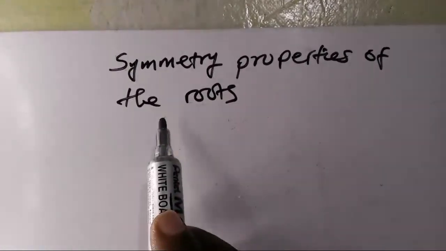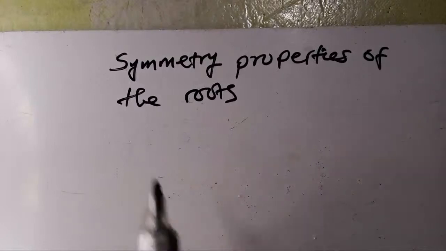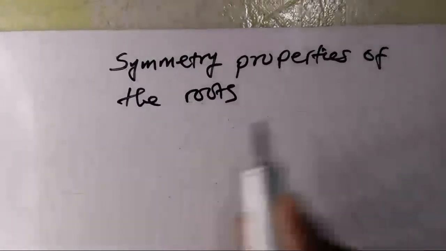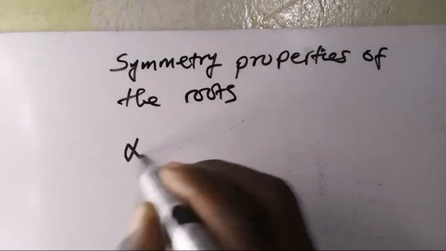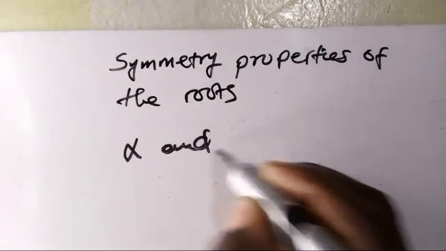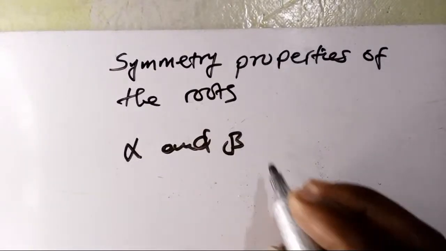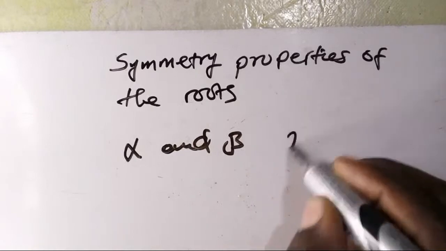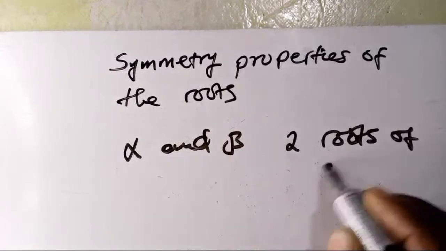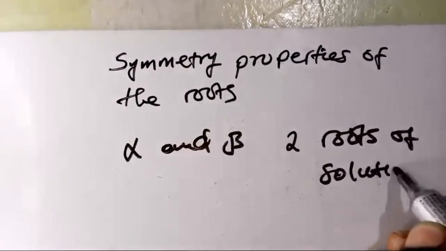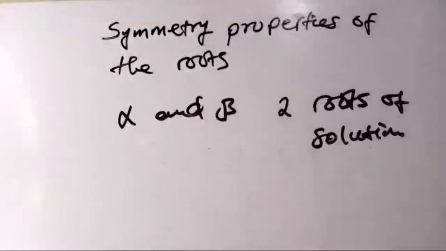Symmetric property of the roots. There are some things you must consider in order to solve the symmetric properties of the roots. There we have alpha and beta, right? And these alpha and beta are the two roots of the solution.